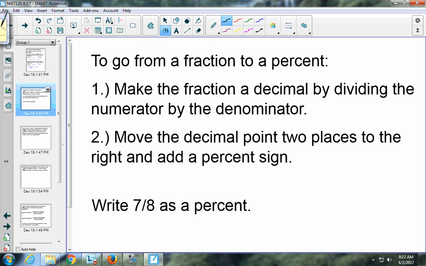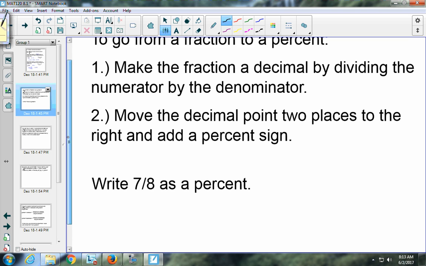So that's all well and good if we start out with a decimal. But what happens if we start out with a fraction? If that's the case, the method that will work every single time is to make the fraction into a decimal first. And remember, a fraction bar always means division. So we do that by dividing the numerator by the denominator. Then we have a decimal, so we follow the same examples we did before.